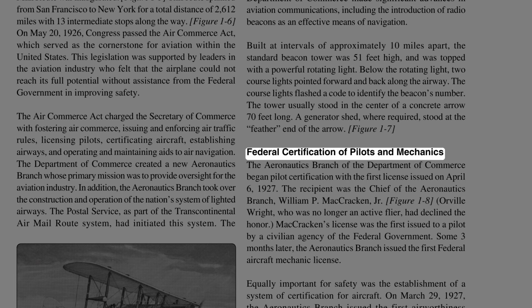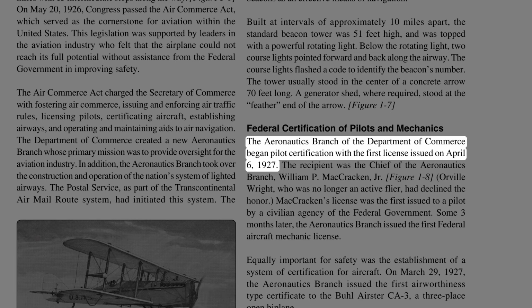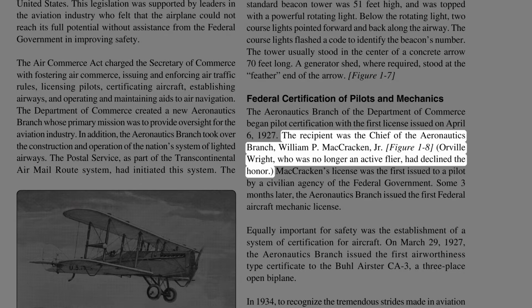Federal certification of pilots and mechanics. The Aeronautics branch of the Department of Commerce began pilot certification with the first license issued on April 6, 1927. The recipient was the chief of the aeronautics branch, William P.